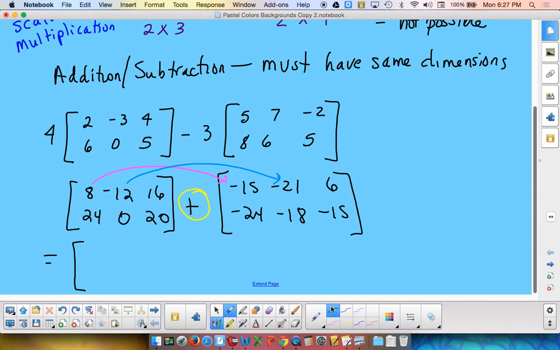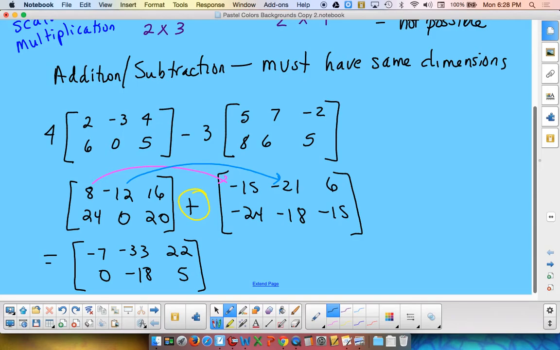So 8 and -15 makes -7. Going across, -12 and -21 would be -33. 16 and 6 makes 22. 24 plus -24 is a 0. 0 plus -18 is -18. And 20 plus -15 is 5. And ta-da, you have combined your matrices together. So matrix addition and subtraction, not a big deal.